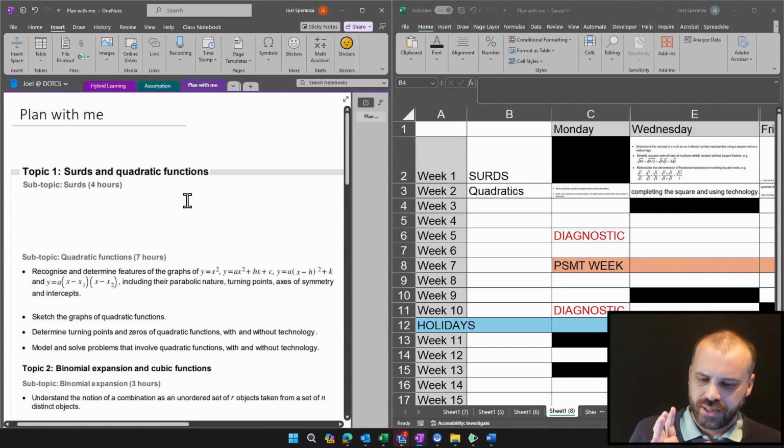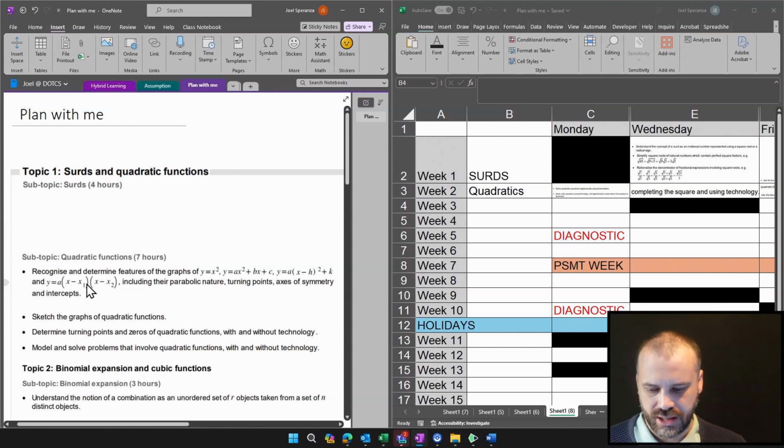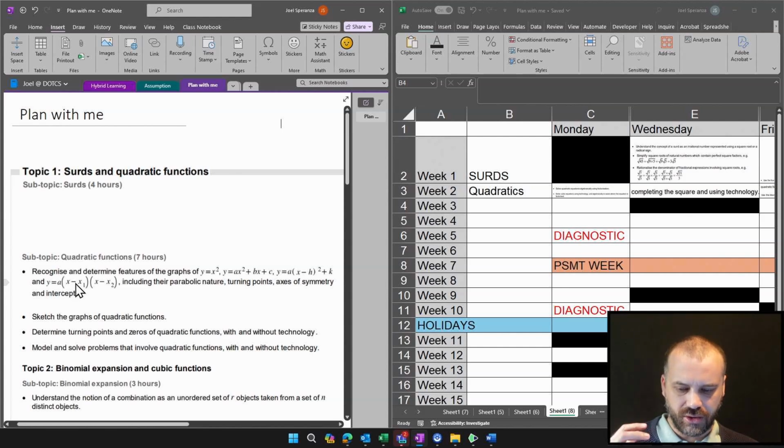Okay, so next up, what have we got? Recognize and determine features of the graph, this, and this. Now, I think sometimes people can look at this dot point and see it as quite vague, and they're not sure what they should be looking at. What does this graph tell me? Well, it tells me the y-intercept. What does this graph tell me? It tells me the turning point. What does this graph tell me? It tells me the x-intercepts. I don't know how much more this dot point requires than that.